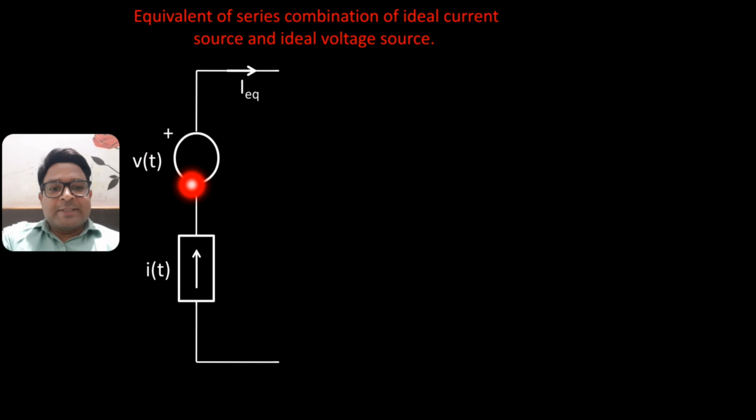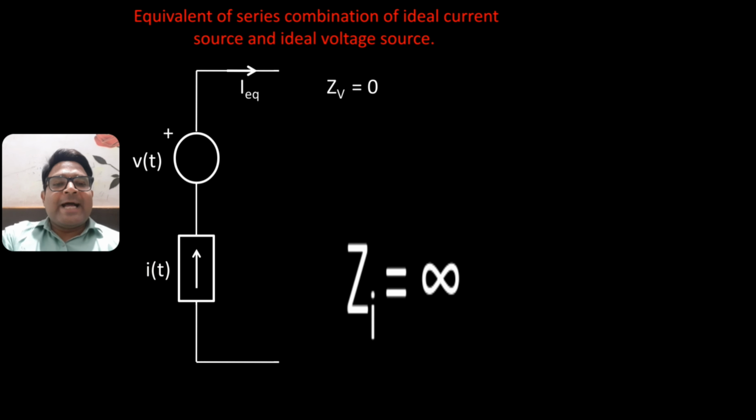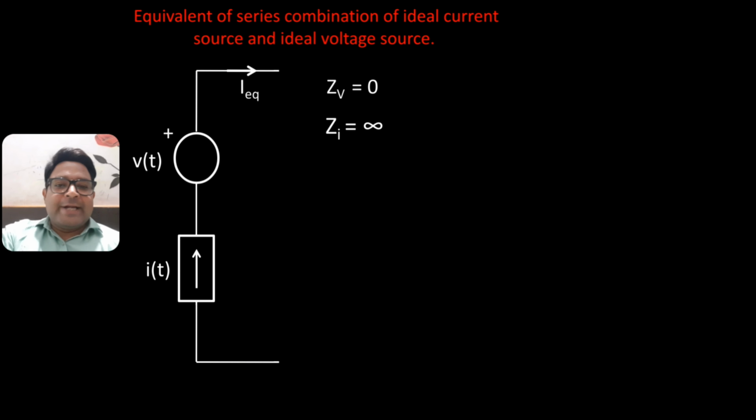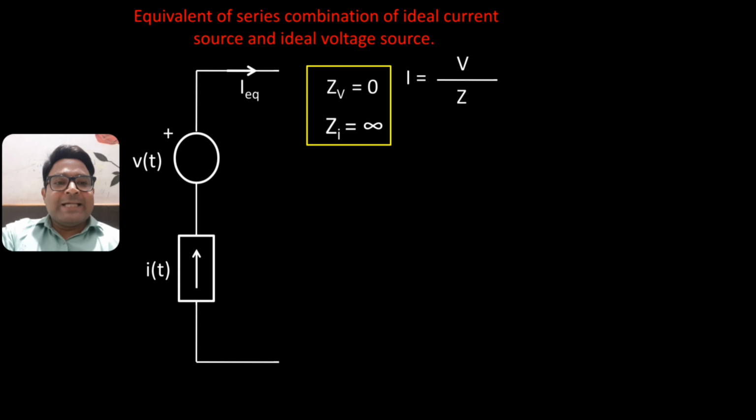Now, as this is an ideal voltage source, its internal impedance is 0. So let ZV be the internal impedance of the ideal voltage source; it is 0. As this is an ideal current source, its internal impedance is infinite. So let Zi be the internal impedance of the ideal current source; it is infinite. Now the total current is given by I is equal to V by Z.